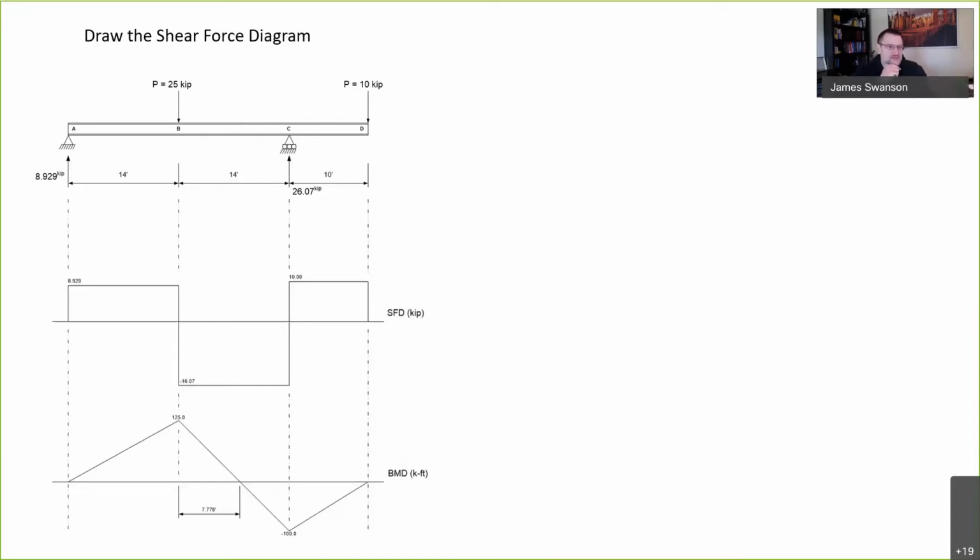So what we're going to do is solve for the beam reactions. We'll assume that you can do that, and that they're given to us here. So we have a reaction at the left end of 8.9 kips, and a reaction at point C of 26.1 kips.